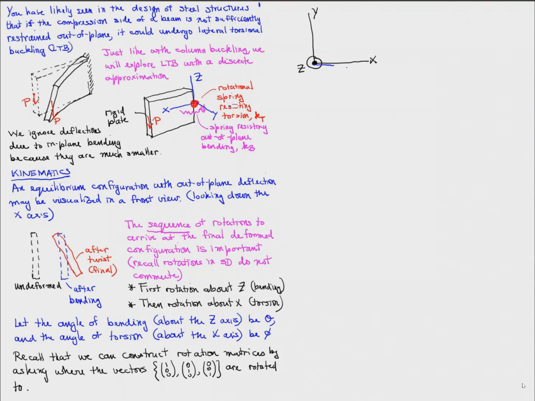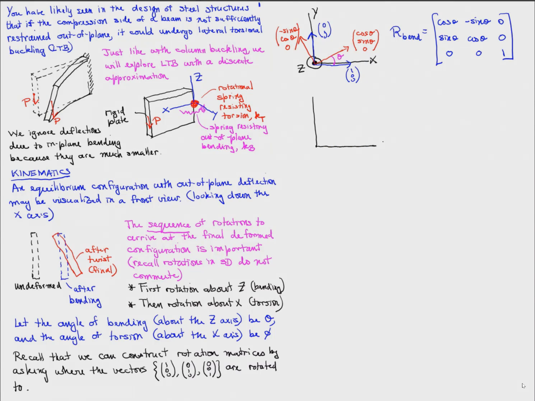So let's look at rotation about the z-axis by an angle theta, which is bending. 1, 0, 0 is taken to cosine theta, sine theta, 0, and 0, 1, 0 is taken to minus sine theta, cosine theta, 0. Therefore, the rotation matrix corresponding to bending, which we'll call R bend, is cosine theta, sine theta, 0; minus sine theta, cosine theta, 0; and 0, 0, 1. 0, 0, 1 is just the z-axis. It's kept intact by the rotation.